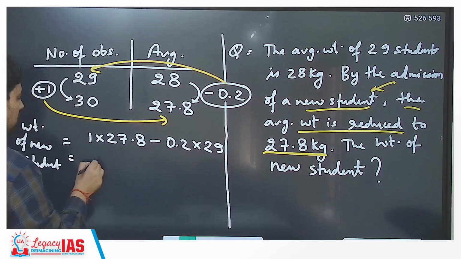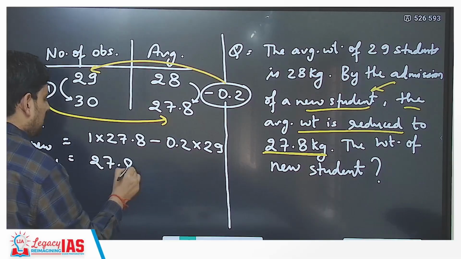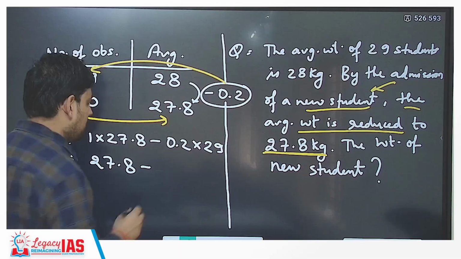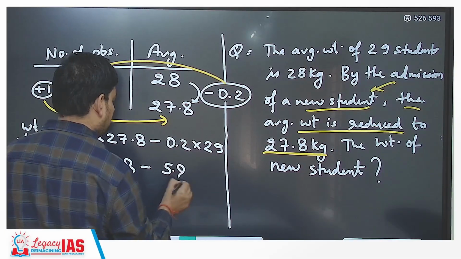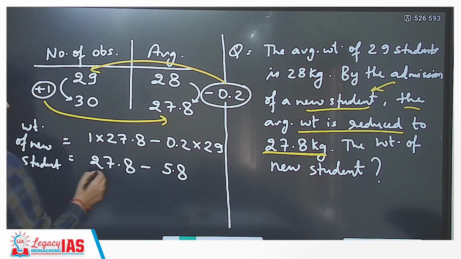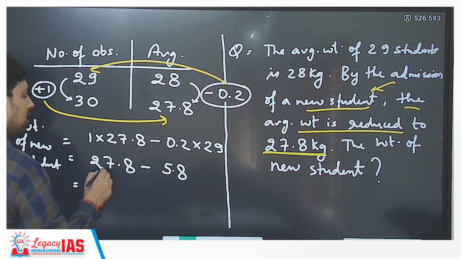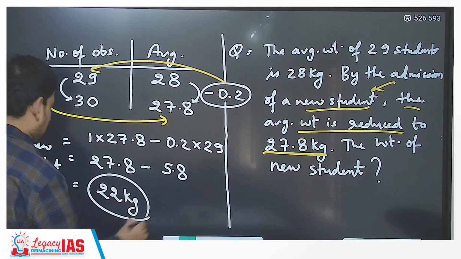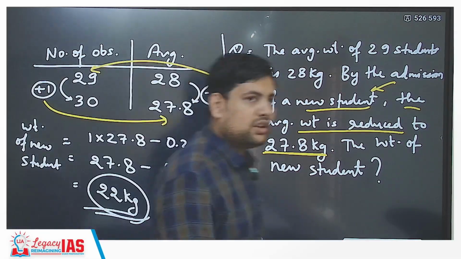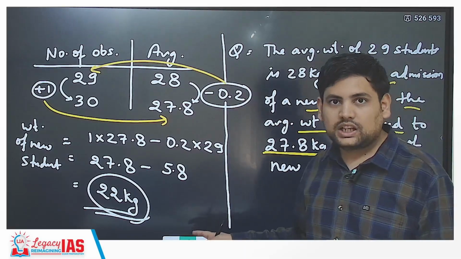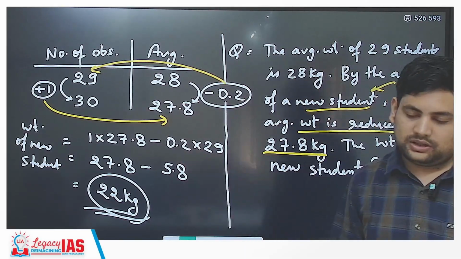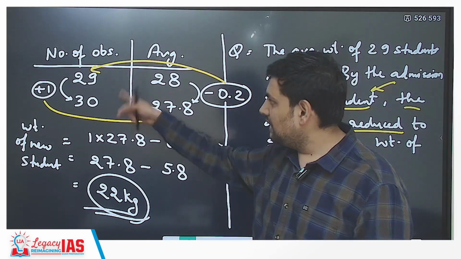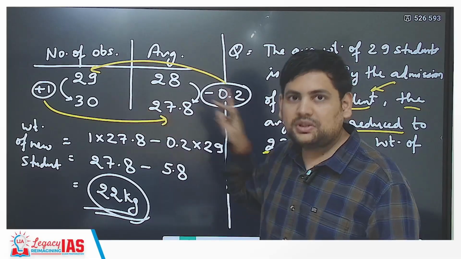What did you get? 27.8 minus 29 into 0.2, which gives you 5.8. Now 27.8 minus 5.8, so 0.8 gone, 27 minus 5, what you get? 22 kg. So 22 kg you got. This is the weight of the new student. Understood the entire process? We will always get this as the observations.